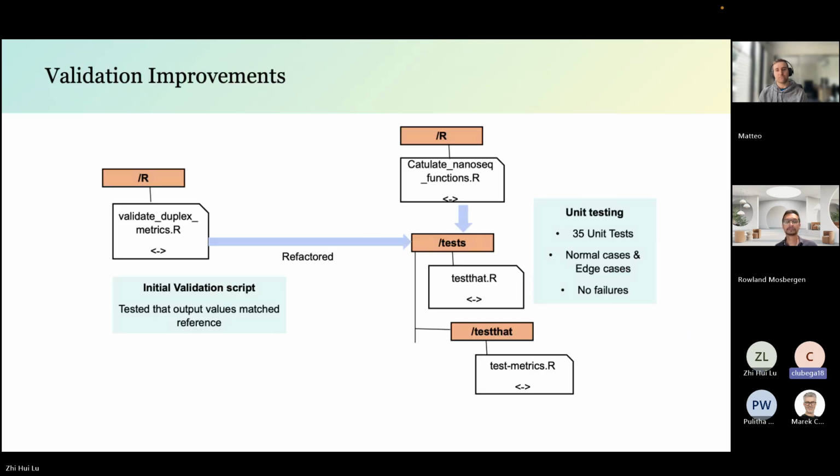Yes, in terms of validation, initially we had one standalone script which tested that the output from the calculate duplex metric script matched those in a reference file. However, this was limited in scope of testing, and so what we did was refactor that into a unit testing structure using the testthat package. And so now we can source functions from the calculate and nanoseq function scripts and then test them in isolation to make sure that they're working well.